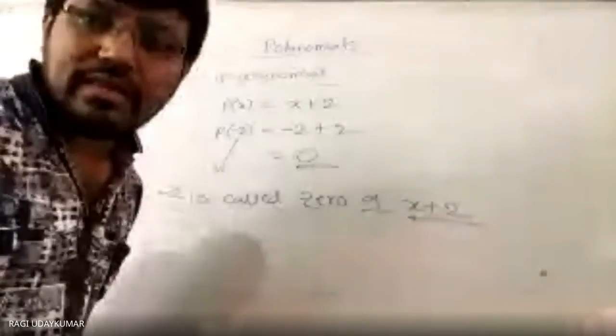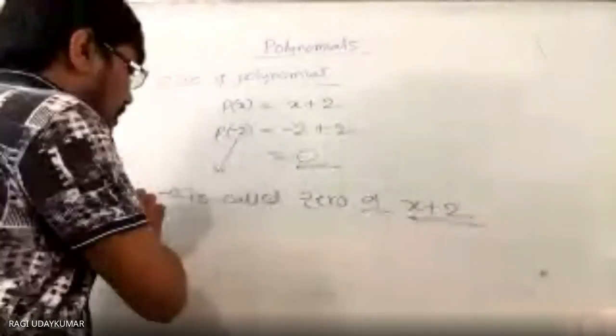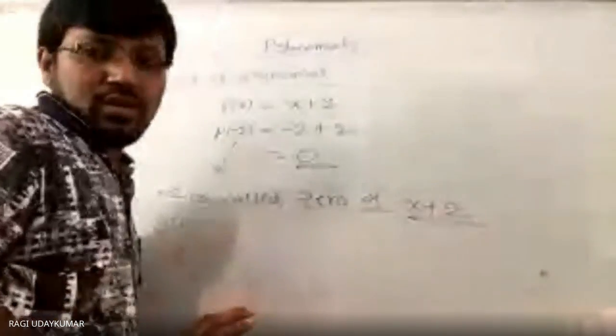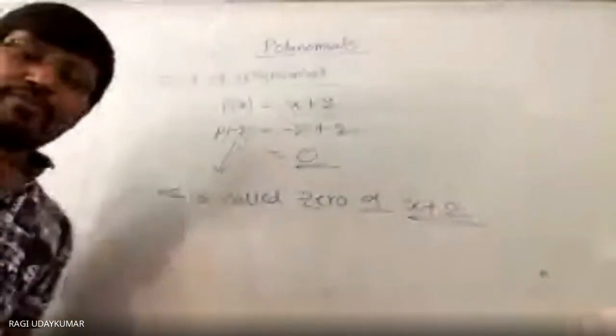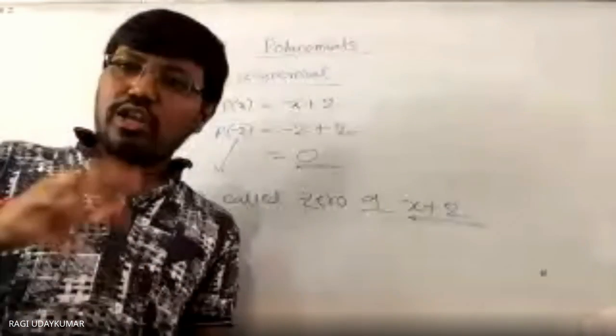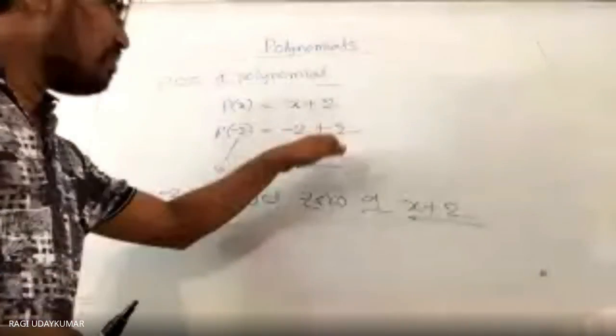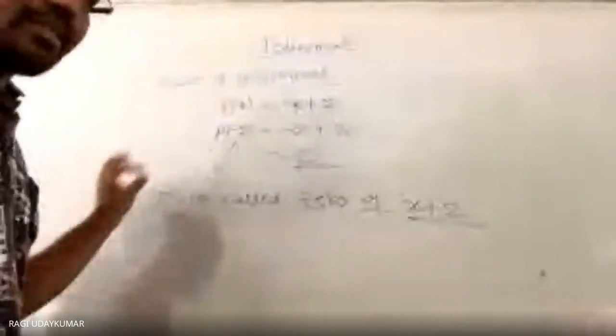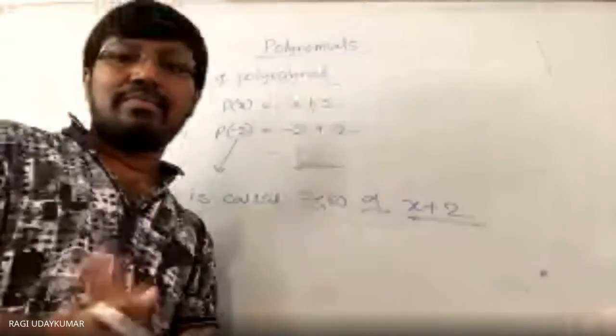So here this minus 2 is called the 0 of the x plus 2. So like that, whatever number you are substituting and if you get 0, the value becomes 0, then we call this number a 0 of the polynomial p of x.